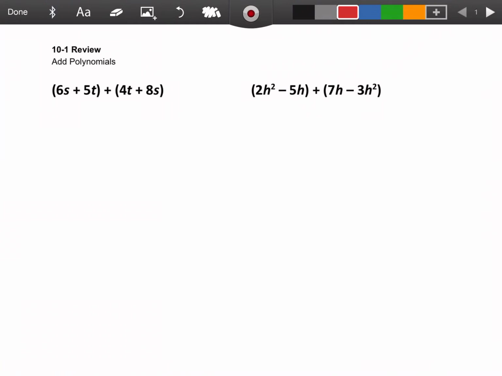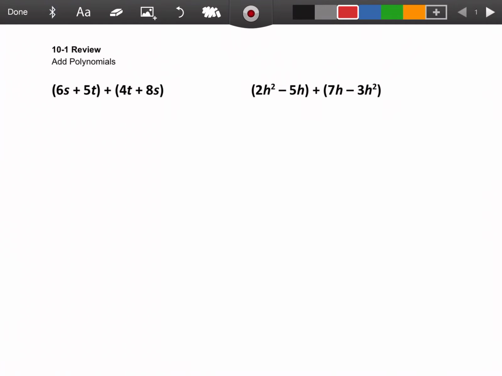Kashi speaking. With this video, we're going to go through some examples on just the 10-1 and 10-2 review. 10-1 has adding and subtracting examples, and the 10-2 has some multiplying examples, along with a little bit of solving some equations. So this first one, we're just adding. We have two examples here. We're going to be adding these expressions here.